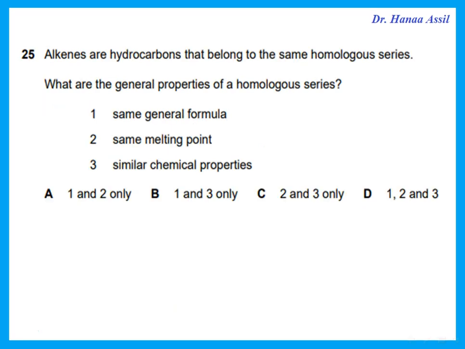Alkenes are hydrocarbons that belong to the same homologous series. What are the general properties of a homologous series? Remember that a homologous series would have the same general formula, same what? Same chemical properties. They will not have the same melting point. So it is 1 and 3.